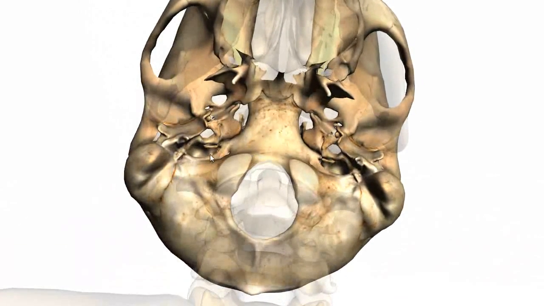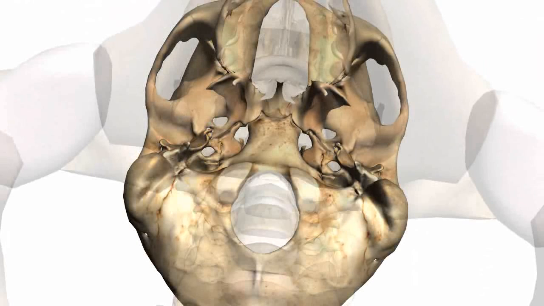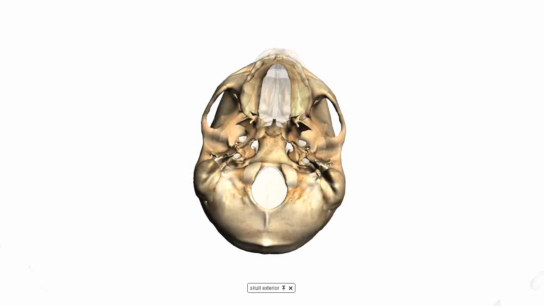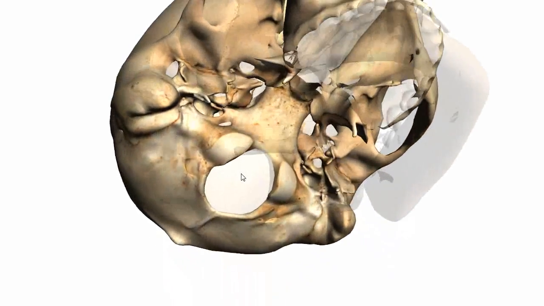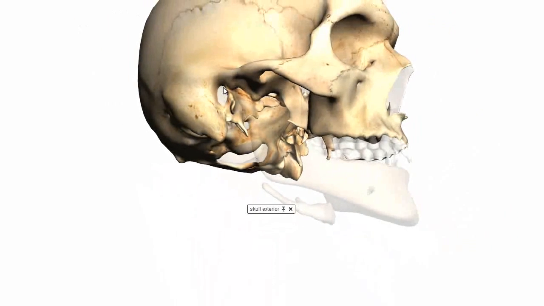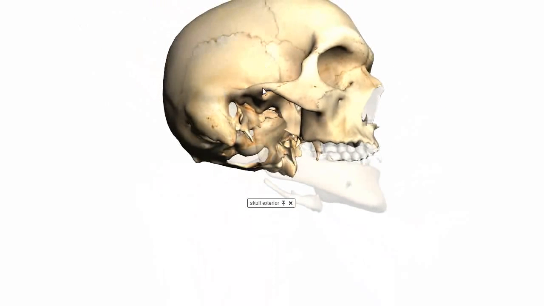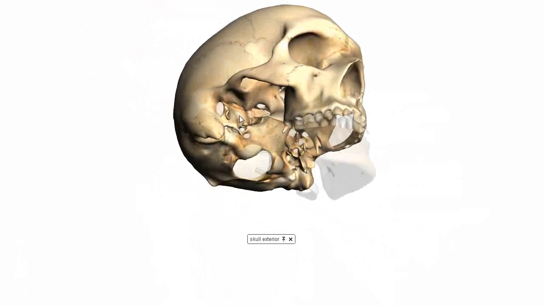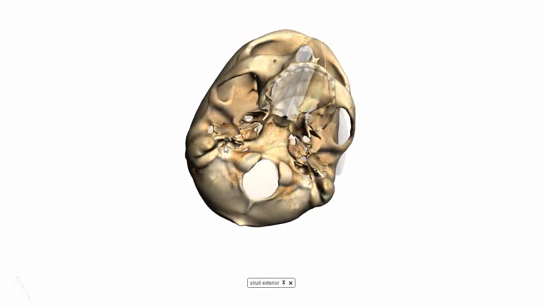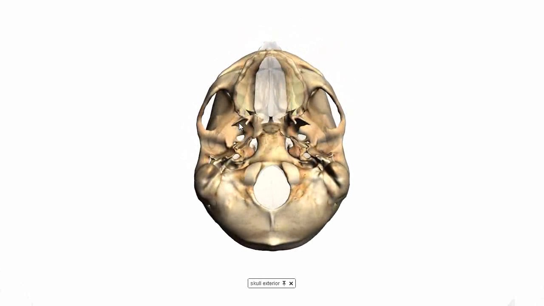So from this inferior view, this is the petrous part of the temporal bone, and this houses the inner and middle ear. So just have a look at that rotating around. You can see exactly how the temporal bone works. So all this base of the temporal bone on the inferior aspect is the petrous part.